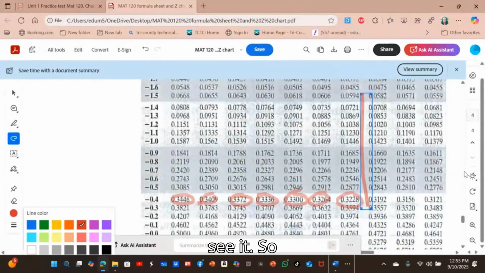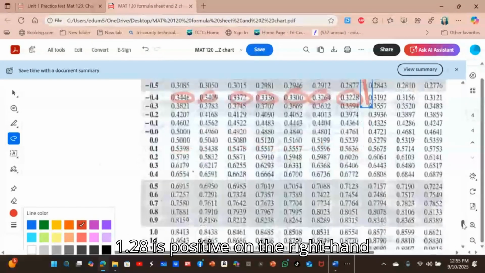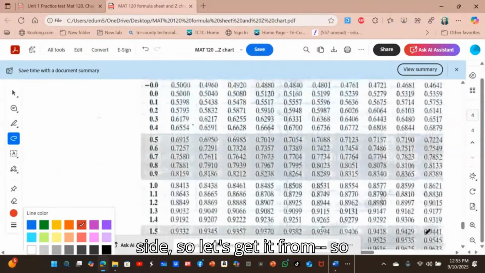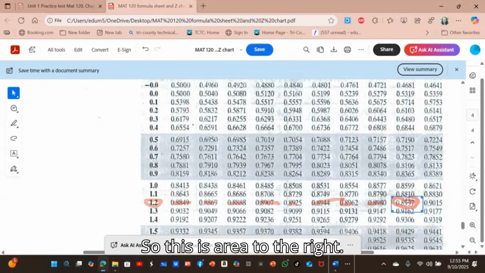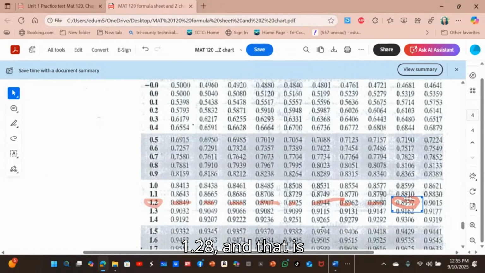So 1.28 is positive, on the right-hand side. Let's get it from 1.2 here, 1.2 right here, and then we count 0, 1, 2, 3, 4, 5, 6, 7, 8. This is the area to the left of 1.28, and that is 0.8997.